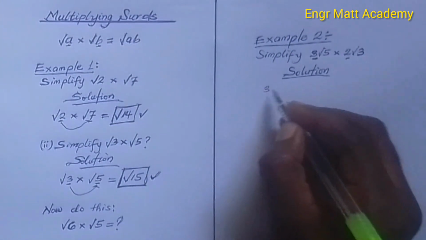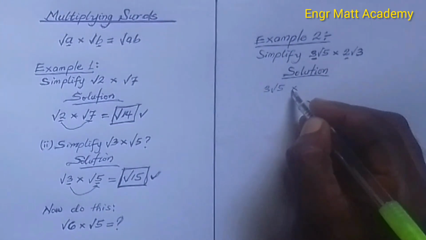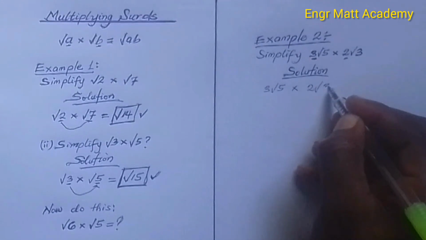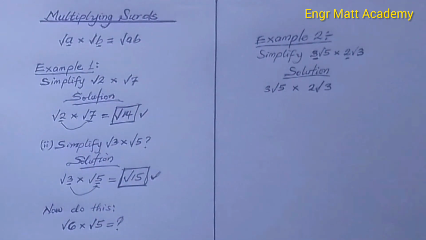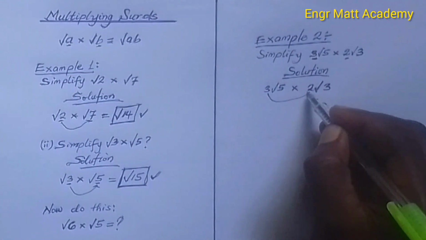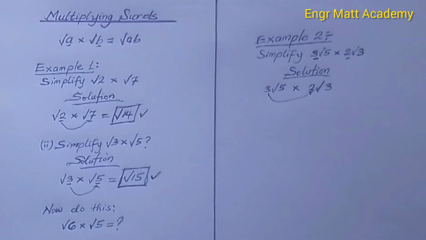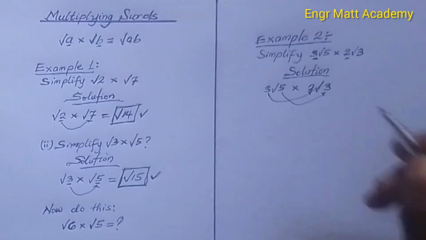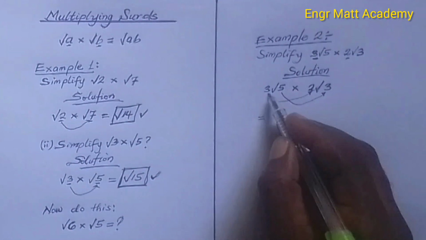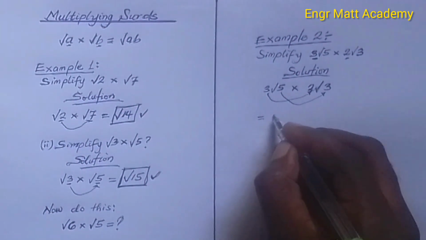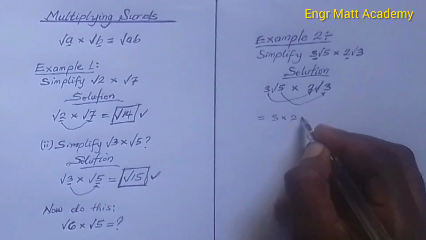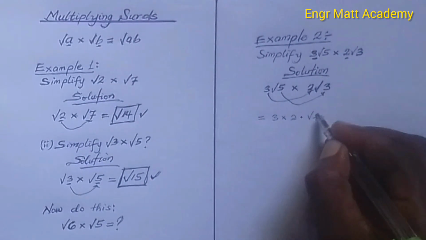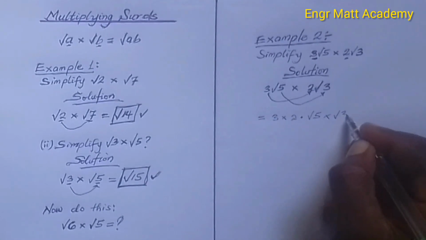So we have 3 root 5 times 2 root 3. In this kind of problem, the numbers outside the root sign, the coefficients, will marry themselves. 3 will marry 2. And the numbers inside the root sign will marry themselves. 5 will marry 3. So we have 3 times 2 multiplying root 5 times root 3.